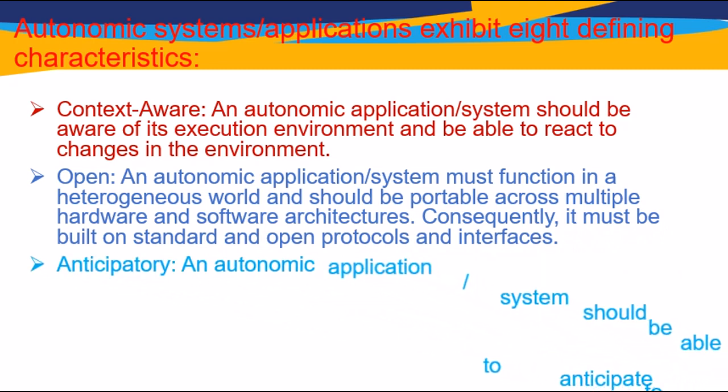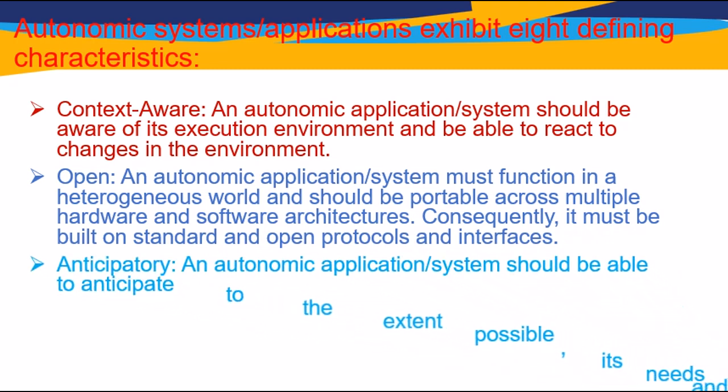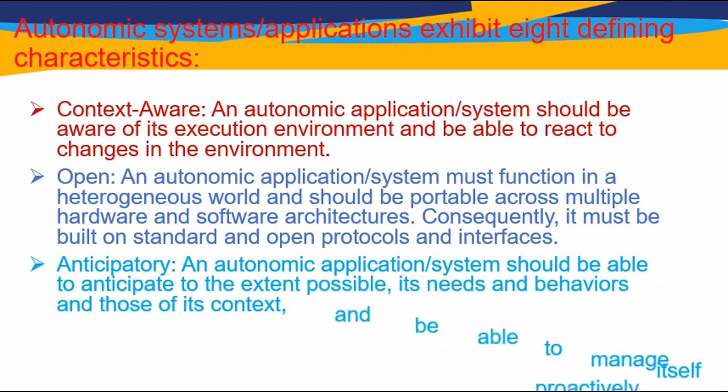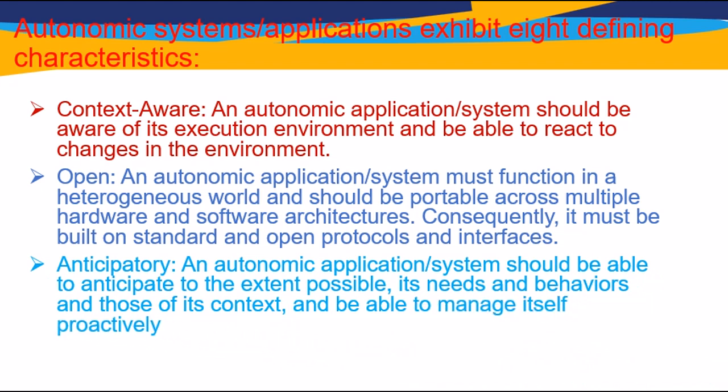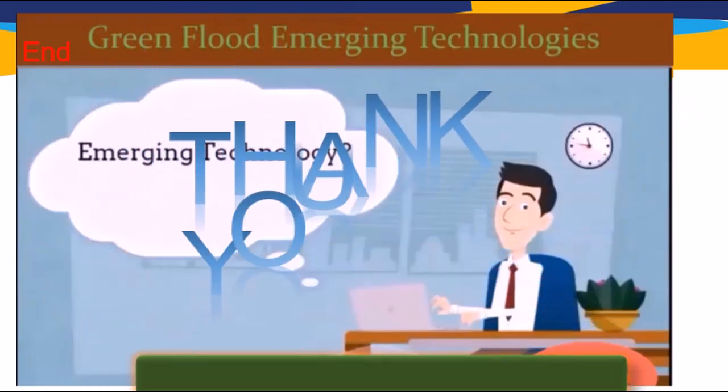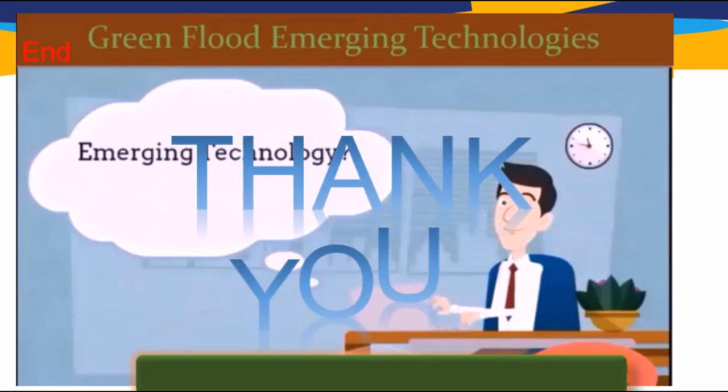And anticipatory: an autonomic application system should be able to anticipate, to the extent possible, its needs and behaviors and those of its context, and be able to manage itself proactively, anticipating the demand on its resources. So these are the 8 characteristics that define autonomic computing.